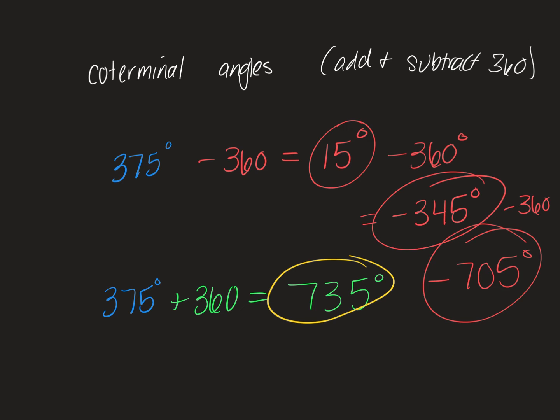So, moving on to 3.2. This is when we converted from degrees to radians, radians to degrees.